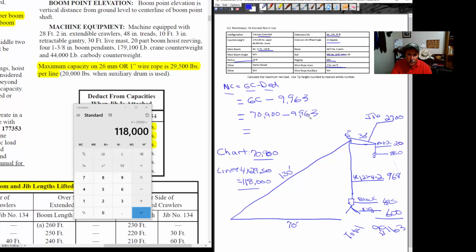Now we're ready to find our net capacity, finally. Gross capacity minus deduction, 70,900 minus 9,963. 60,937 is our net capacity.